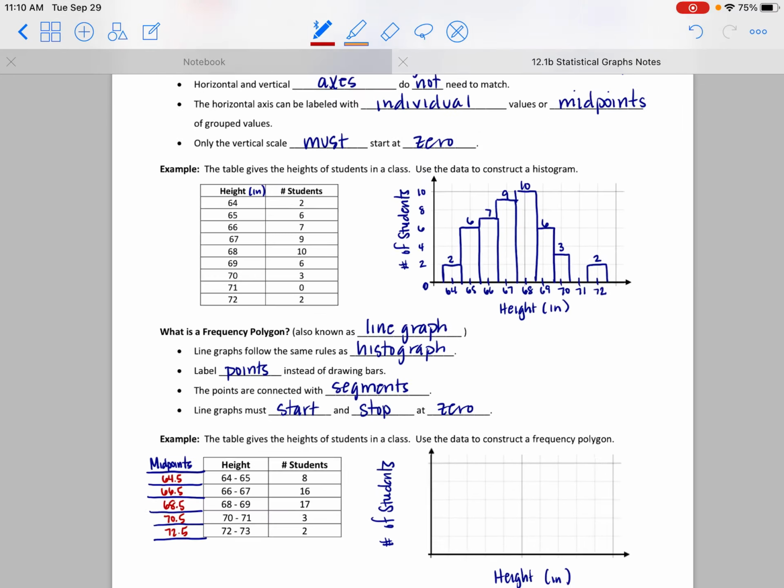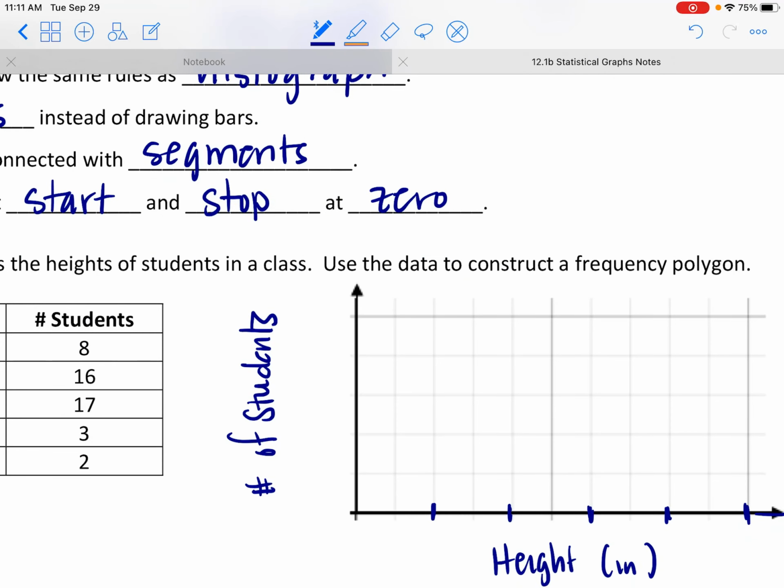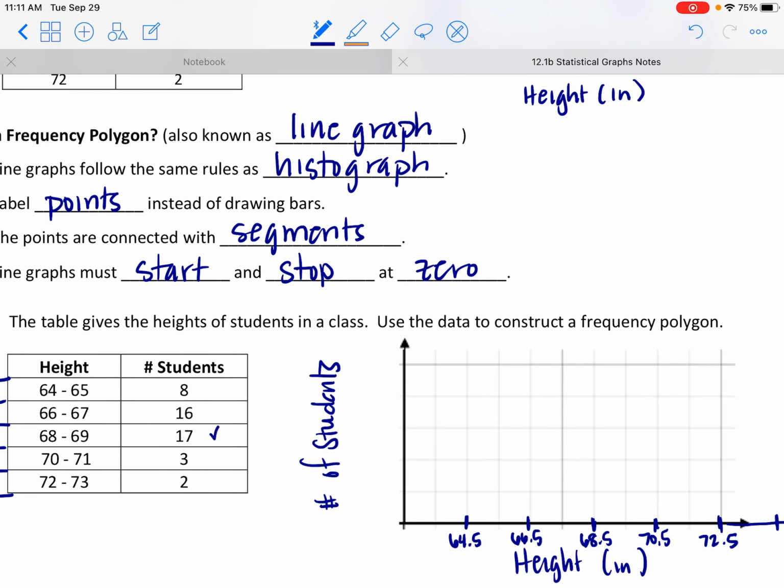So I only have 5 of them to plot, which means I can spread this out a little more. So I'm going to go 1 here, 3, 4, and 5. And then I'm going to take this out a little further. Alright, so I'm going to put my 64.5, and then what was it? 66.5, 68.5, 70.5, and 72.5.